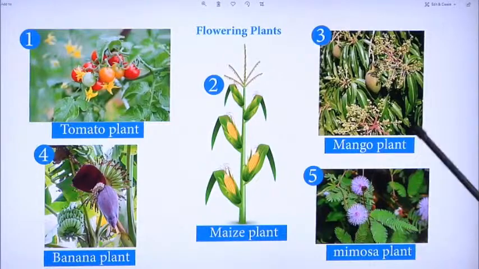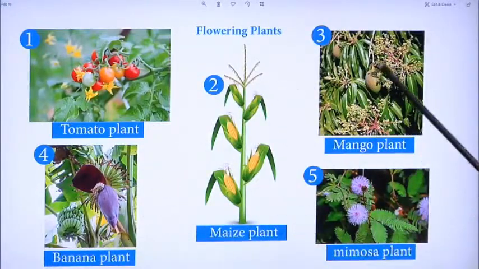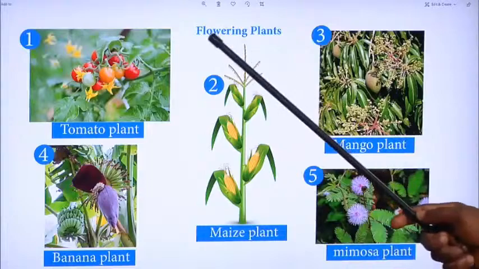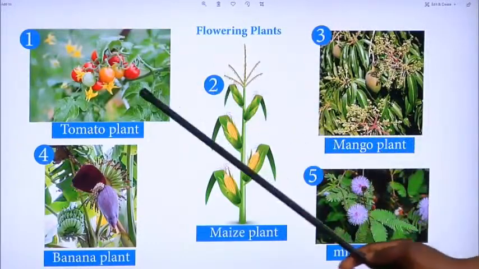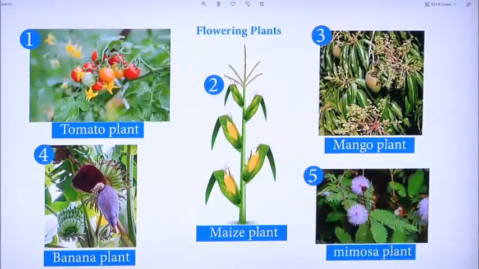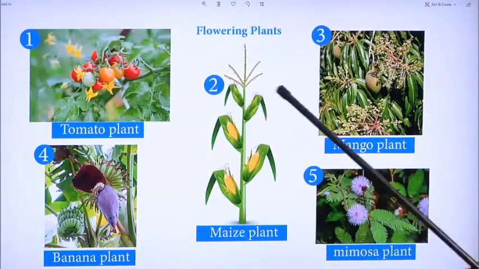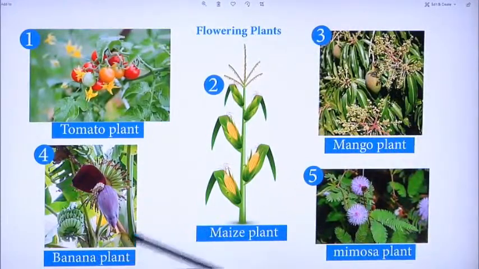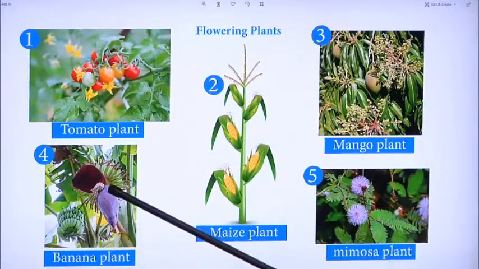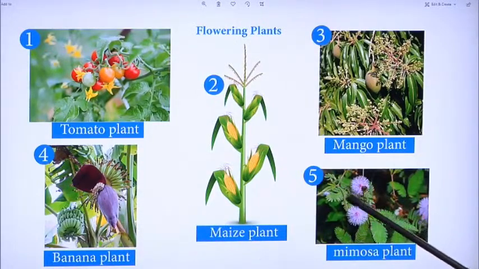Good. All these are examples of flowering plants. So remember, we say flowering plants bear flowers. Tomato has flowers. Maize has flowers. Mango also has. And banana plant also has flower. And mimosa plant also has flowers. Good.